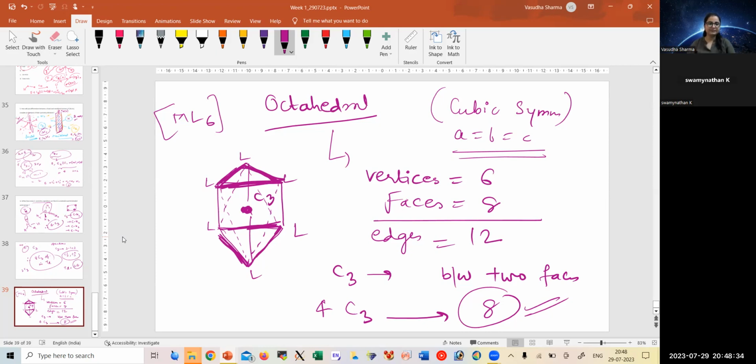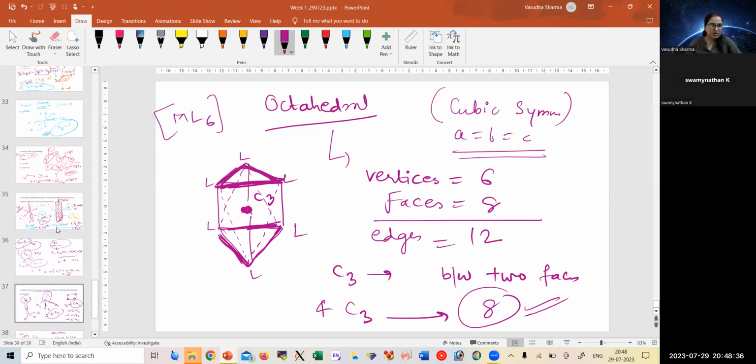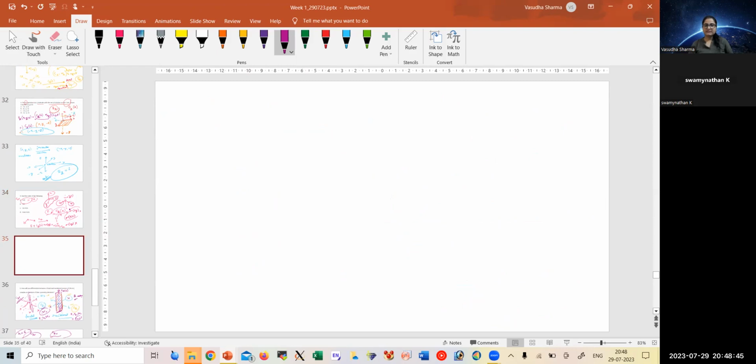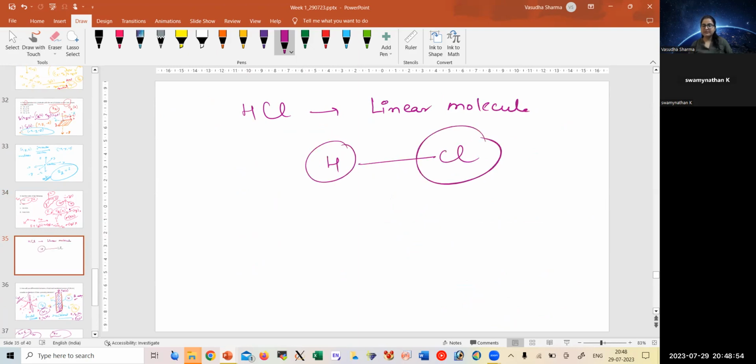Okay. So we still have 10 more minutes left, so we can take up HCl. We know that HCl is a linear molecule, right? So H would be there and Cl is there. Now, when I have a linear molecule, say I have defined this axis, what would be the maximum n value?